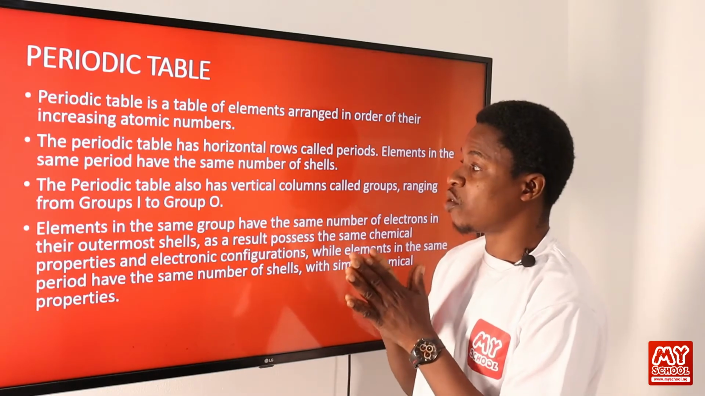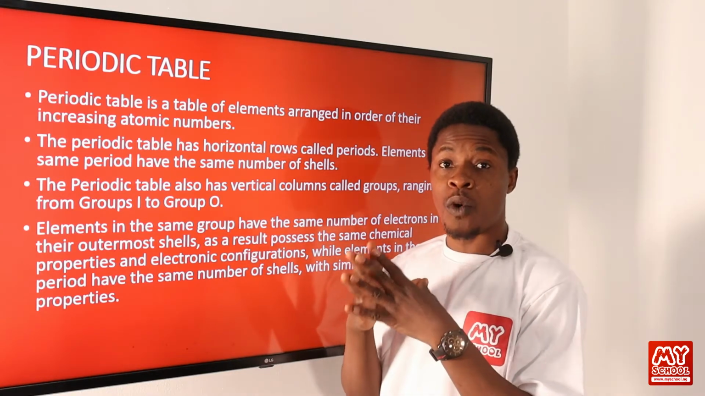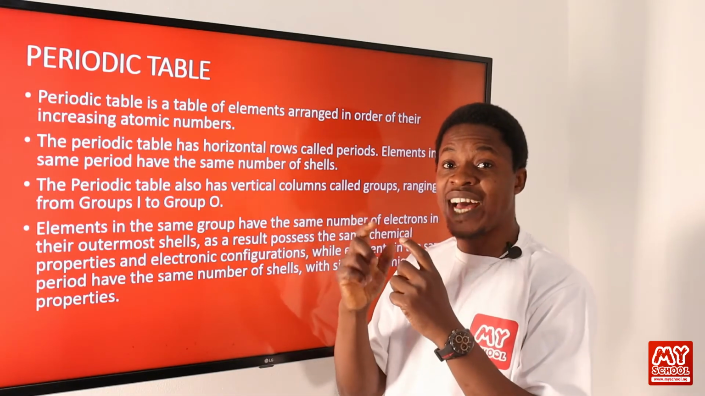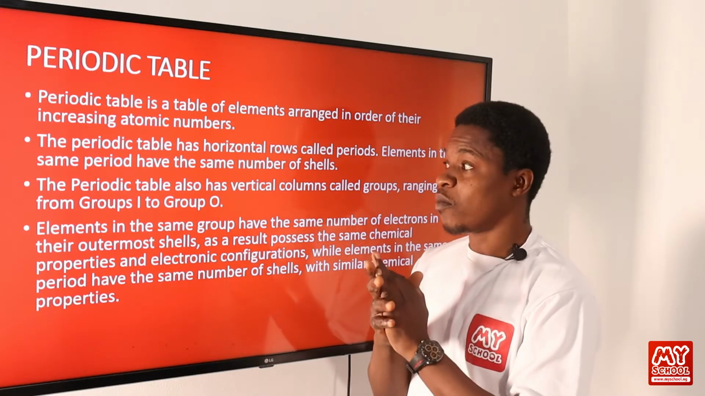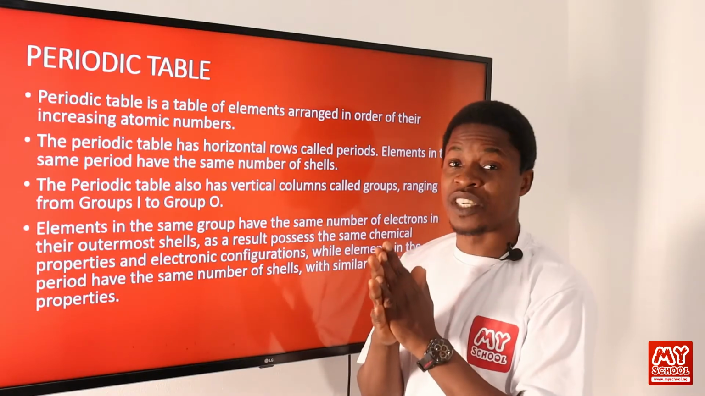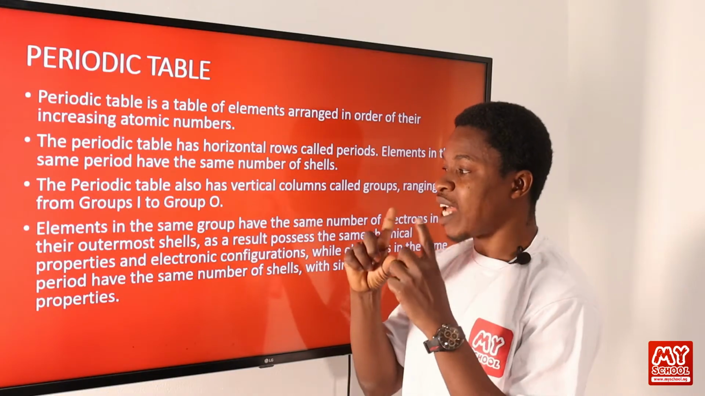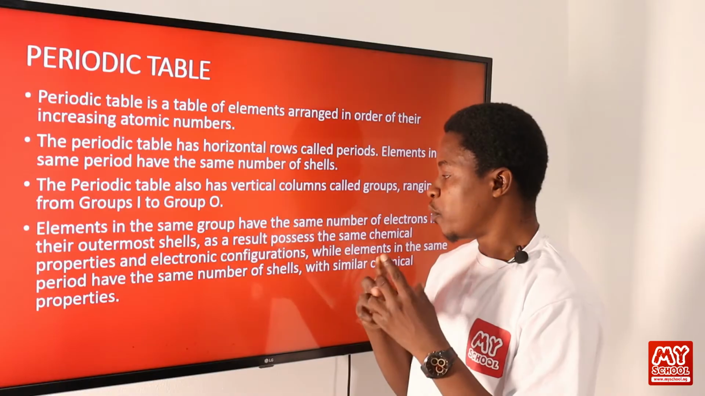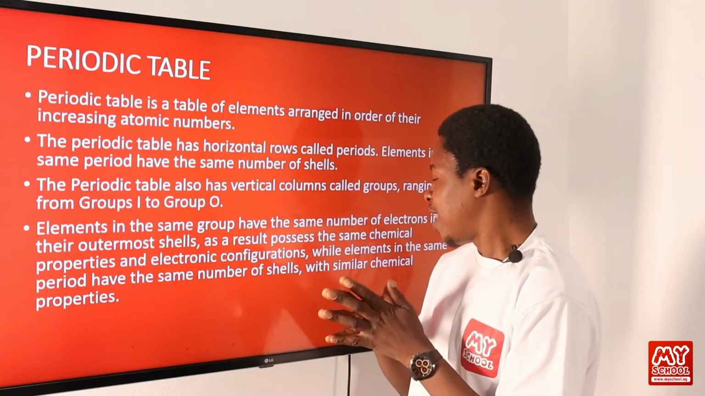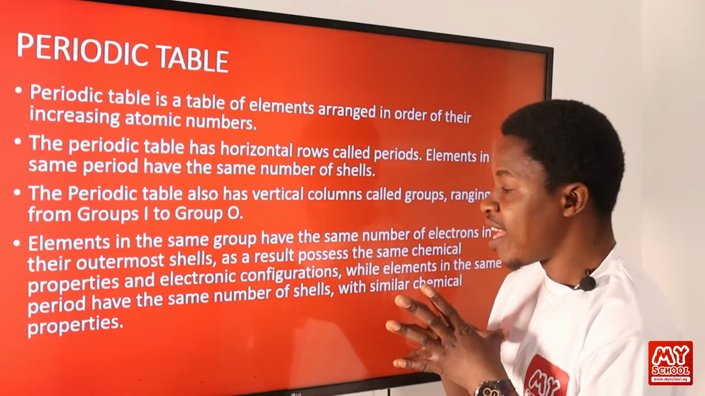The periodic table also has vertical columns called groups, ranging from group 1 to group O. It means that elements are arranged in groups, in vertical columns, and they are also arranged in periods. Elements in the same group have the same number of electrons in their outermost shells. As a result, they possess the same chemical properties and electronic configurations, while elements in the same period have the same number of shells with similar chemical properties.